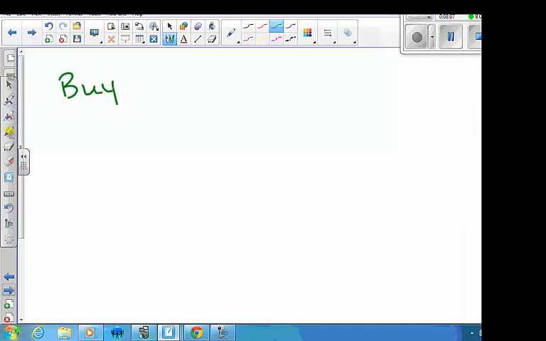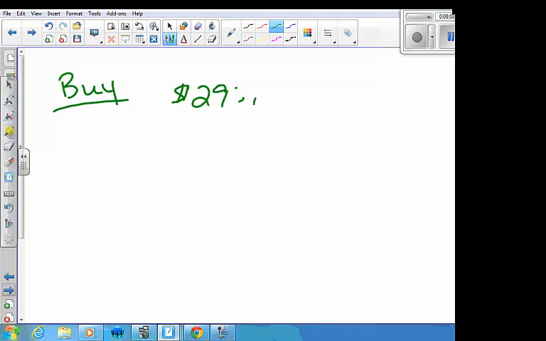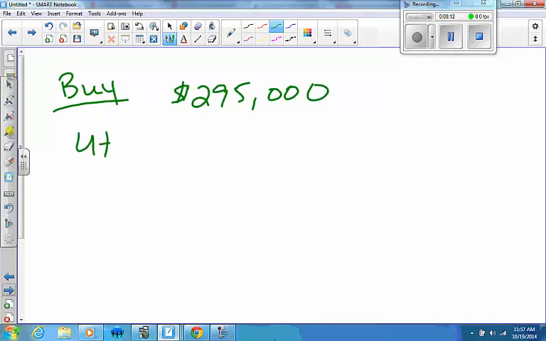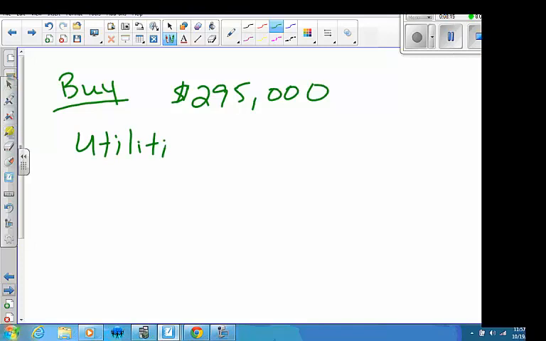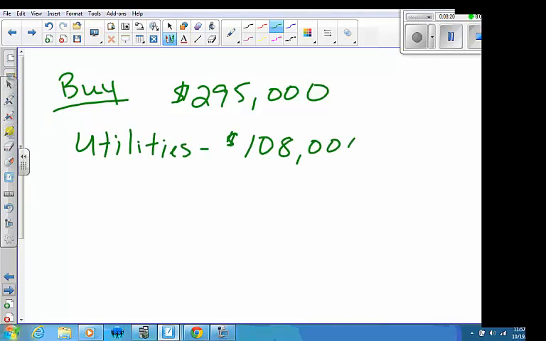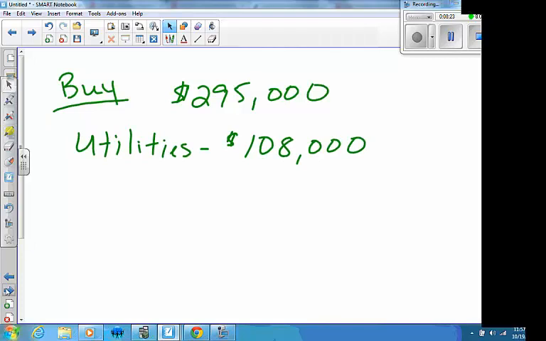The purchase price of that house was $295,000. I'm just going to make the utilities the same because it's the same house. So that was $108,000. Now I'm going to go to the graphing calculator and look at how much I'm actually going to spend.